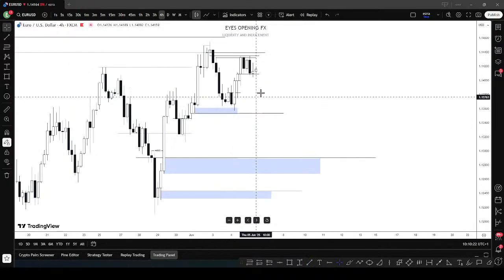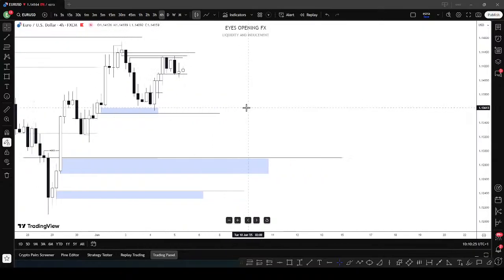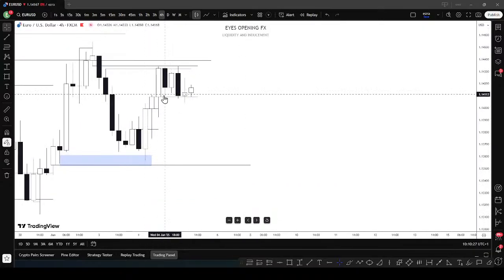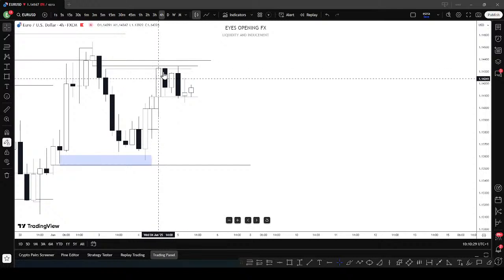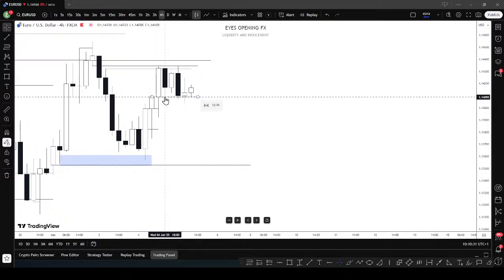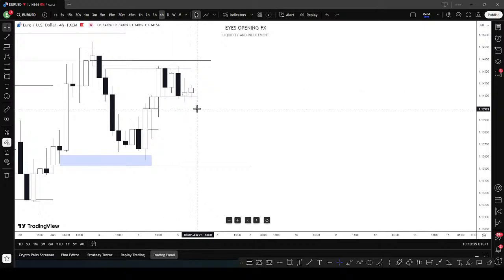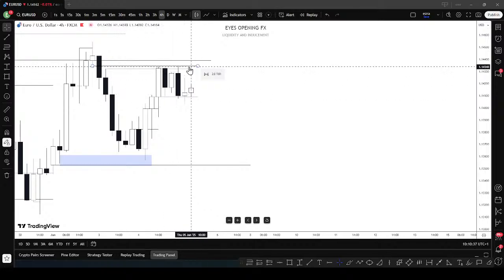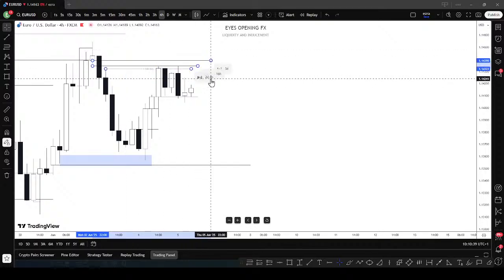Now I'm trying to break it down for you all. We have this current support level right here. Then we have where market is reacting from. Then what will give us our bias today is one thing: liquidity. All right, let's delete some of this.